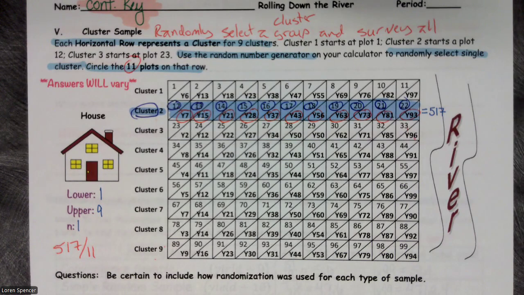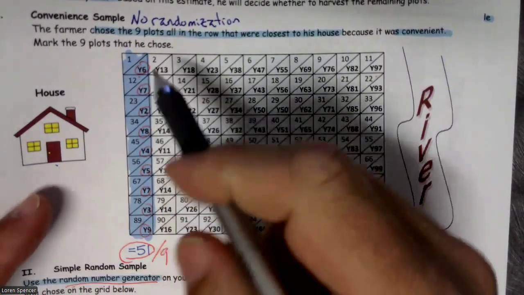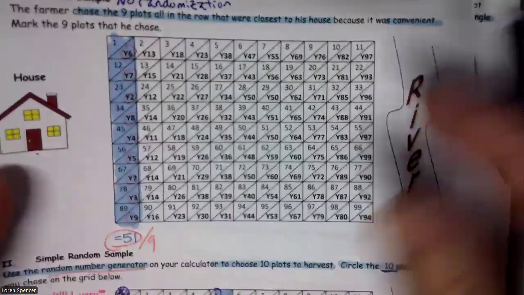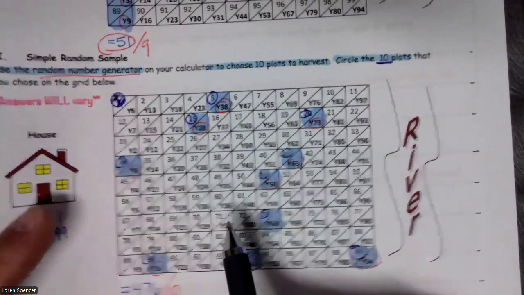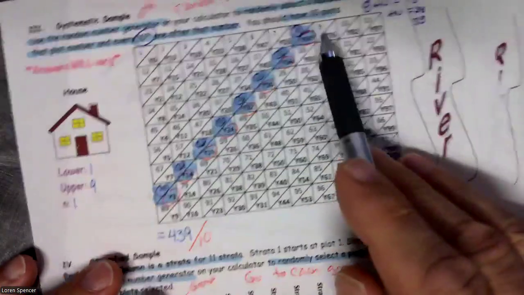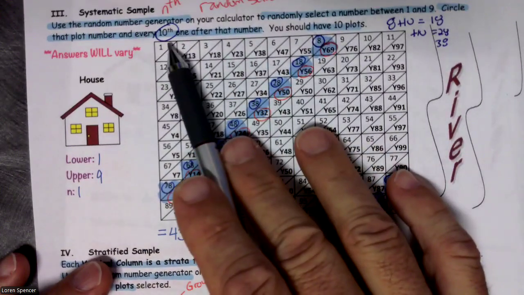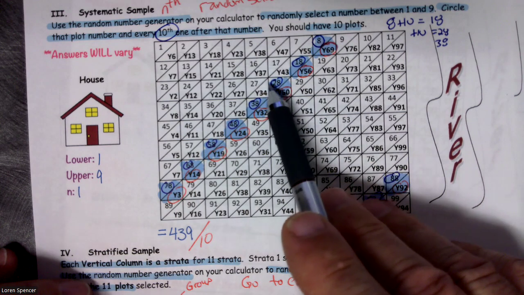All right, so that was a cluster sample. That's gone through all of the different types. We started off with a convenient sample, and with the convenient sample, there was no randomization. We just did what was convenient to get the data, and I was close to the house, so we don't have anything close to the river represented. We did a random sample, where we had all 99 plots included in the random number generator. We did a systematic sample. We randomly selected the first one, and then we selected every nth one, in this case, every 10th one. So we randomly selected 8, then 8 plus 10 is 18, plus 10, etc. So we're adding the same amount all the way up.